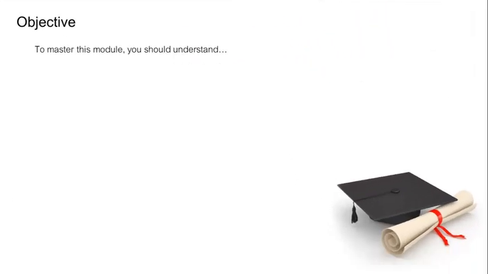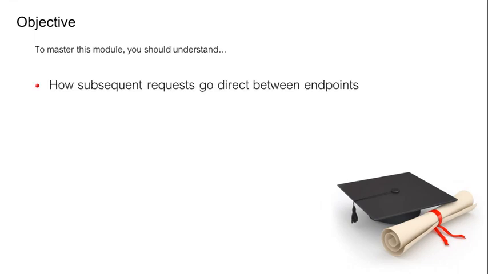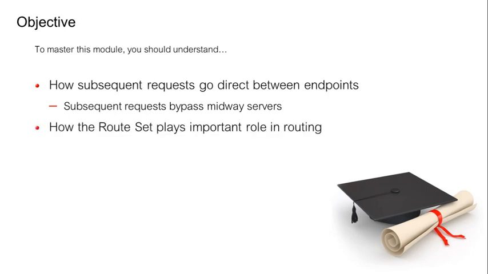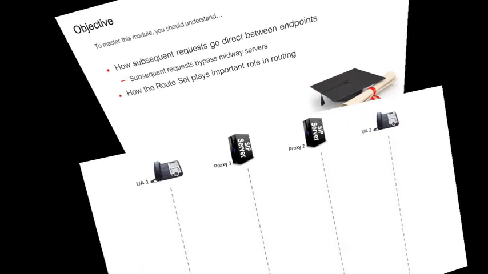By the time we're done, you should understand how it is that subsequent requests go direct between endpoints, bypassing midway servers, even in an inter-domain scenario. During the lesson, you'll see how the route set continues to play an important part in routing subsequent requests. Take a look at this.